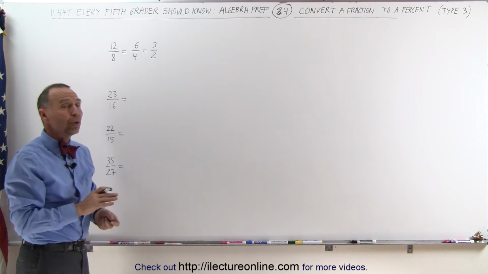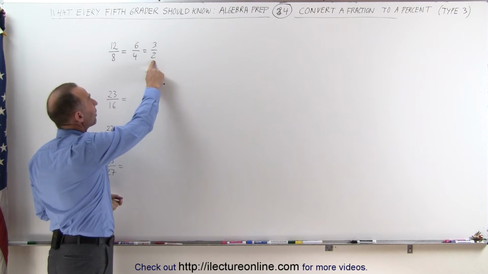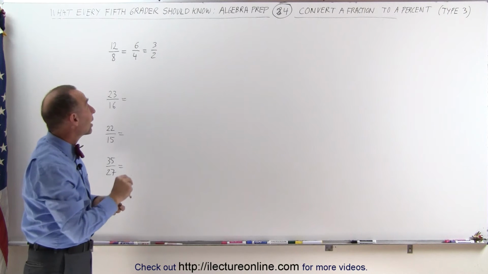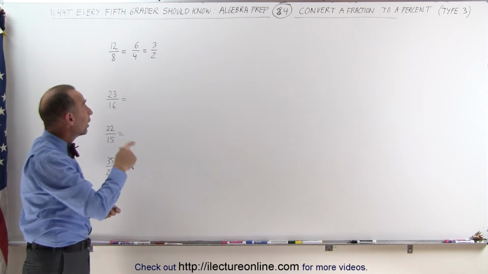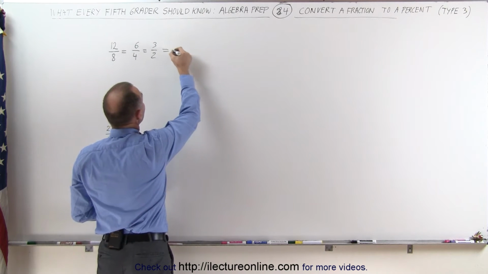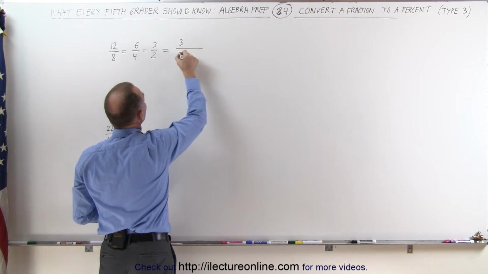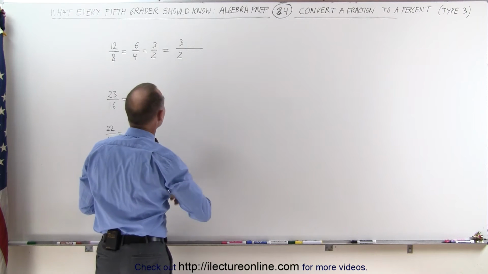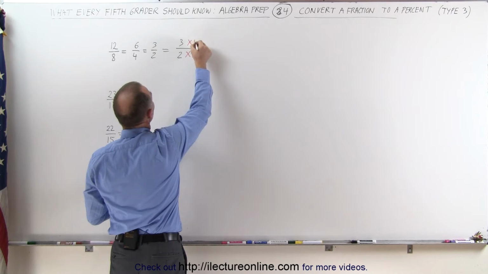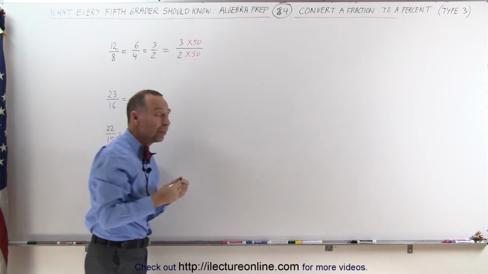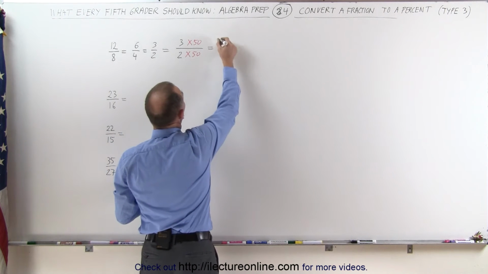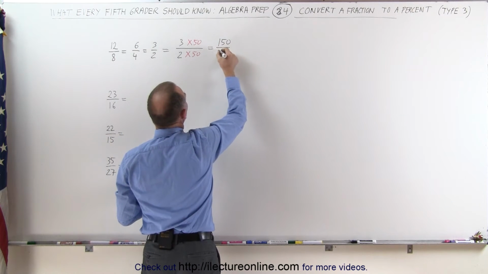The next thing we do is take a look at the denominator and see if we can fit the denominator evenly into 100. In other words, can we change the denominator to 100? And the answer is yes, because 2 times 50 is 100. This could then be written as 3 divided by 2. I'm going to multiply the denominator times 50 and multiply the numerator times 50. Of course, we have to do the same thing with the denominator as the numerator. Now this becomes 150 divided by 100.